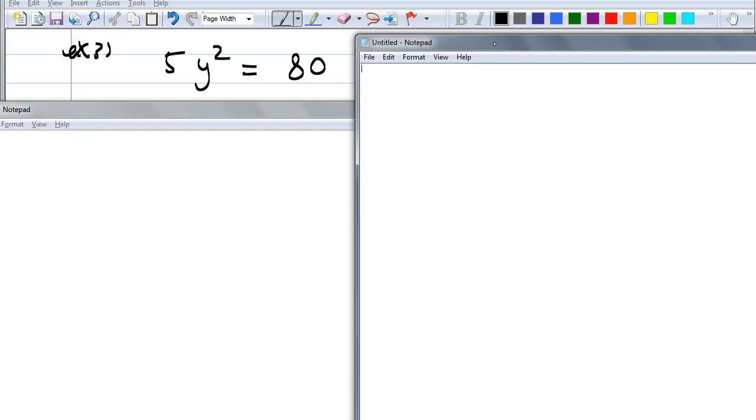Take a look at example 3 here. 5y squared is equal to 80. This is y to the second power, so it's not a linear equation. We don't know how to solve those. But can we use the zero product property right now? No, you cannot. Remember, for the zero product property, what do you need? You need two things. You need 0 and you need a product on the left side. Do we have the whole equation equal to 0? No.